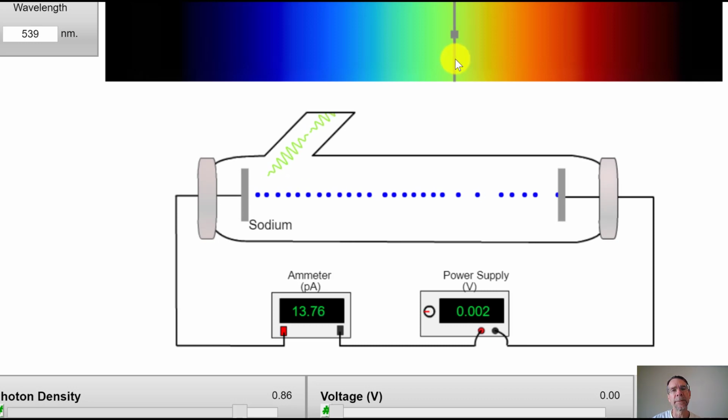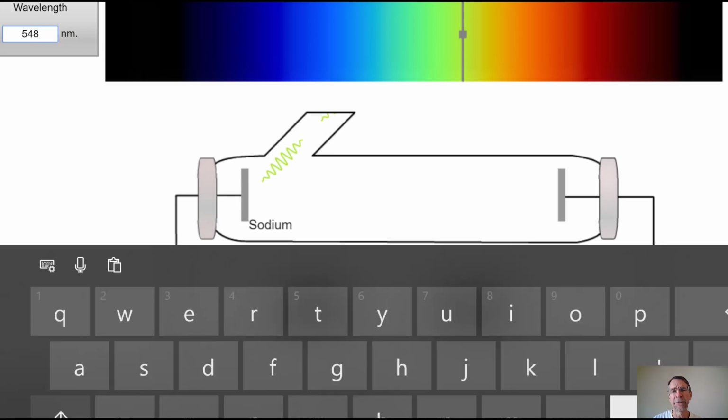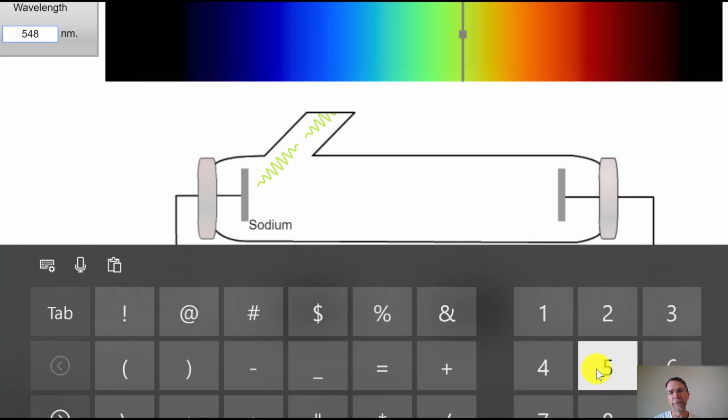And if I keep going a little bit more, eventually, I think it's like 540, 542, 544. Okay, at 548, I think it's at 545 or 546, that's the threshold wavelength. And you could figure out what frequency that is. If I type in 545, I think 545 actually is the threshold. Hit enter. I think 545, yeah, 545 works.